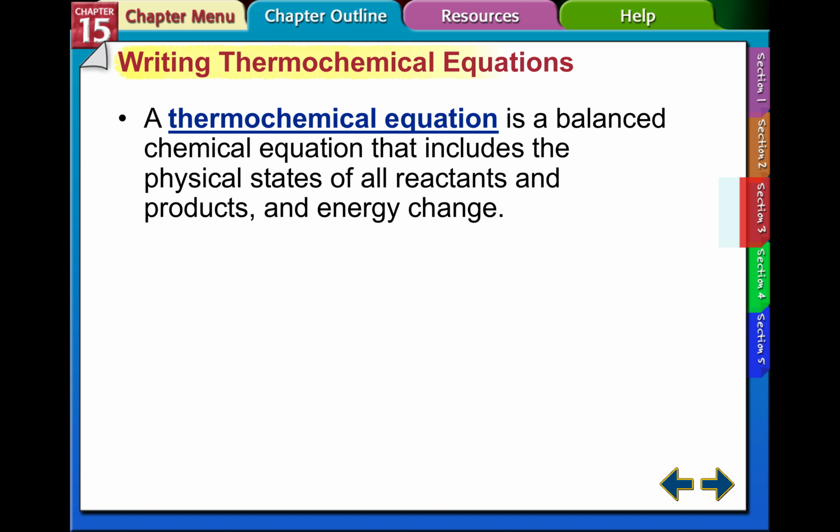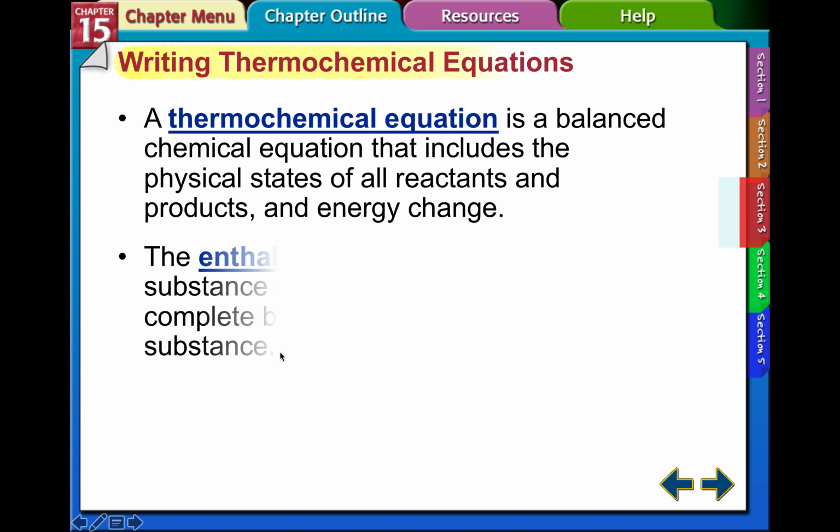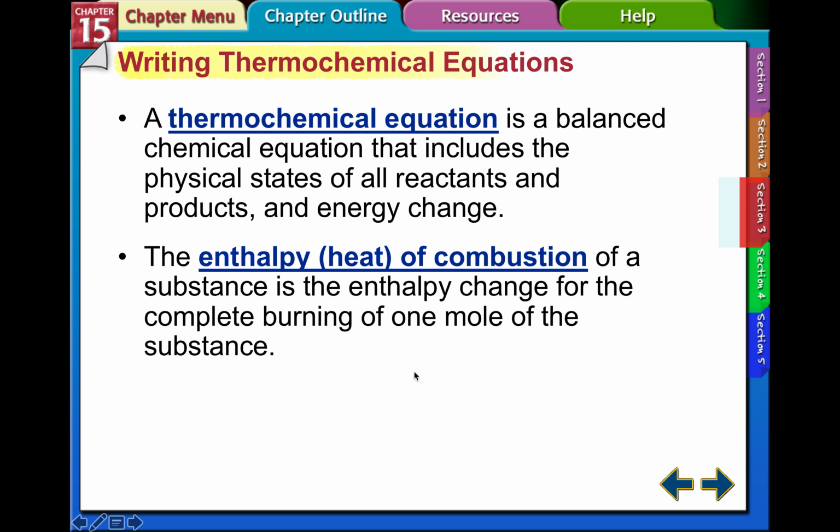A thermochemical equation is a balanced chemical equation that includes the physical states of all reactants and products and energy change. Then there's also the enthalpy or heat of combustion of a substance, which is the enthalpy change of the complete burning of 1 mole of a substance. That is a specific value for whenever you're dealing with combustion, like in the demo that I gave you guys.